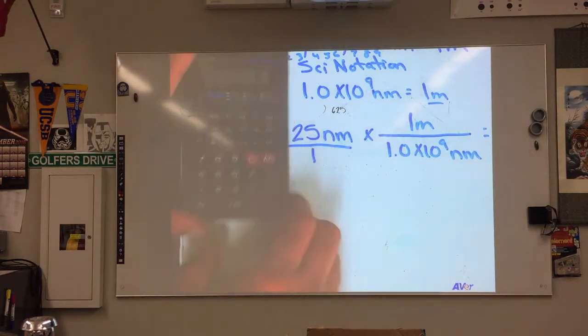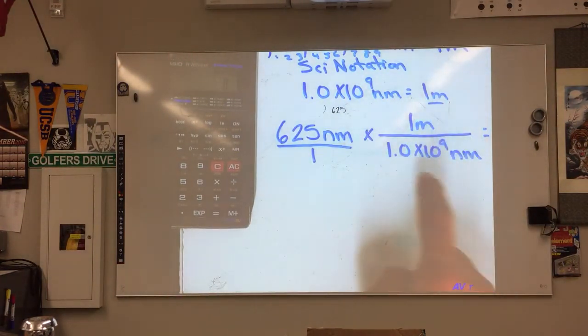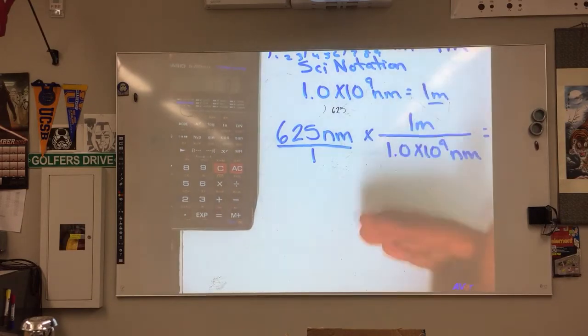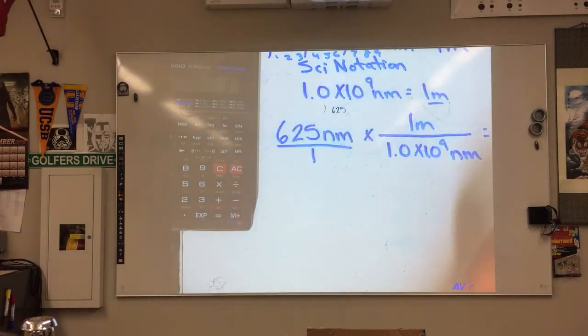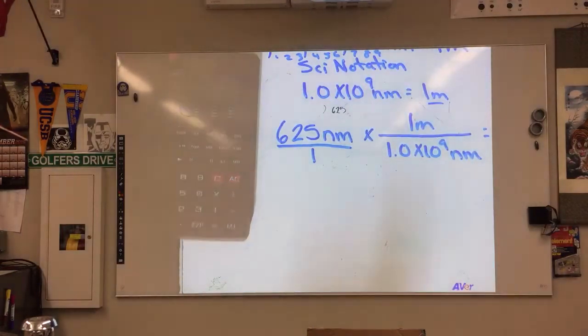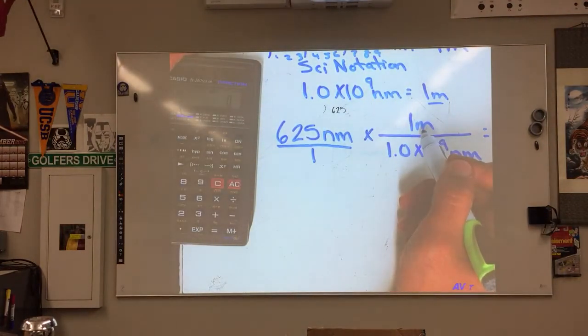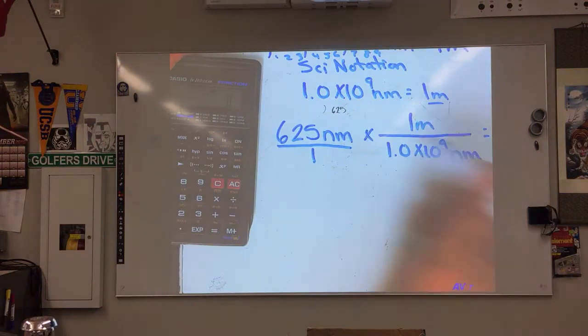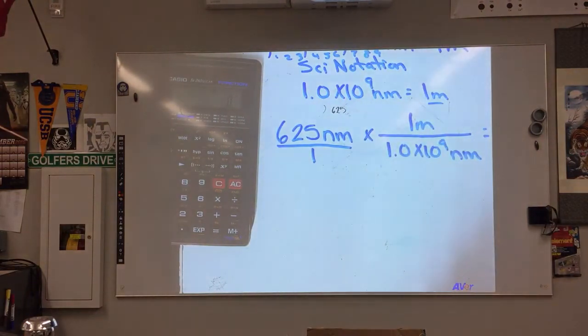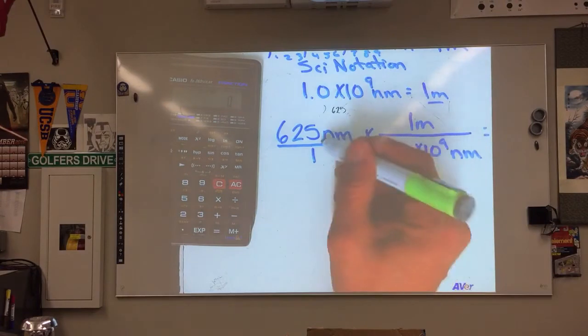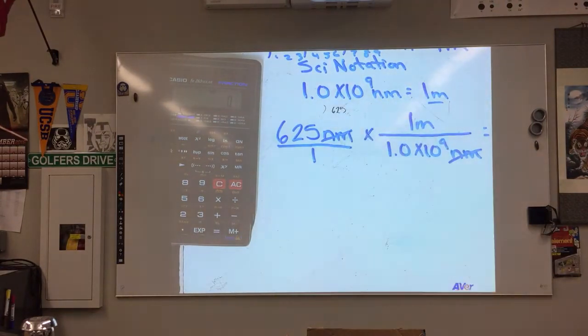So we're going to take 625 times 1 divided by, when we go down a fraction, we're dividing. When we go across the top or the bottom, we multiply. When we go down, we divide. So 625 times 1 is going to be 625 nanometers times meters, a complicated unit. But when we go down, that's when this unit goes away and it's divided.